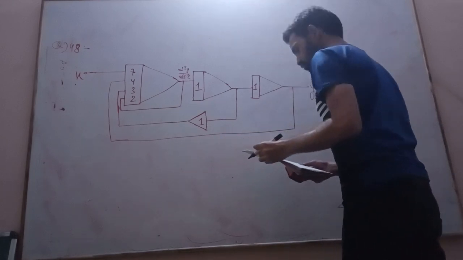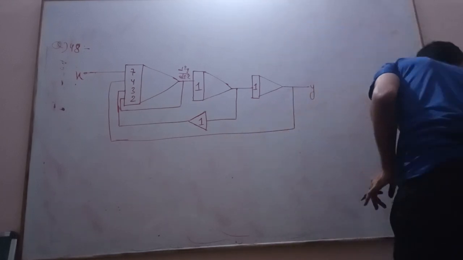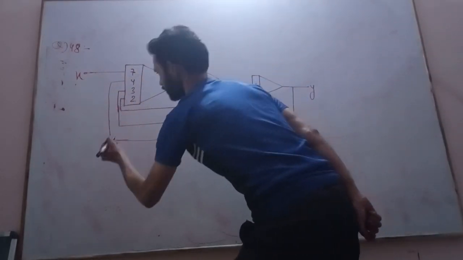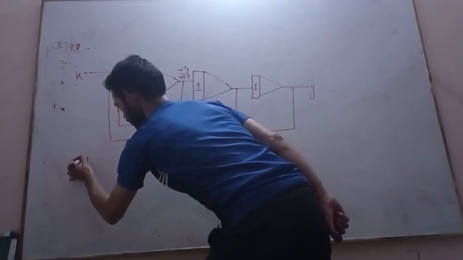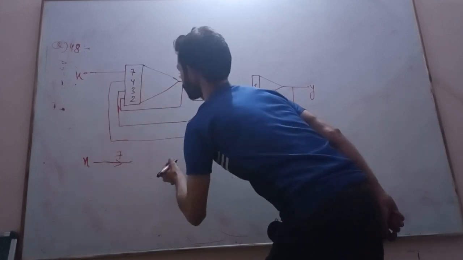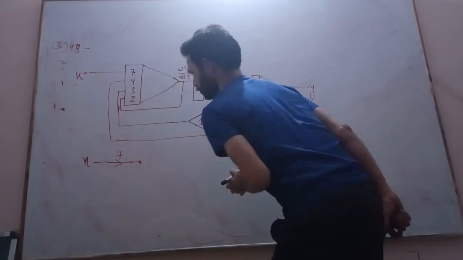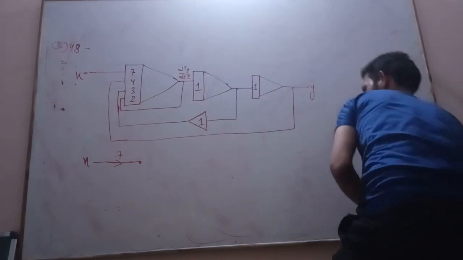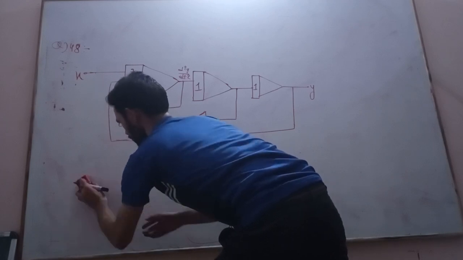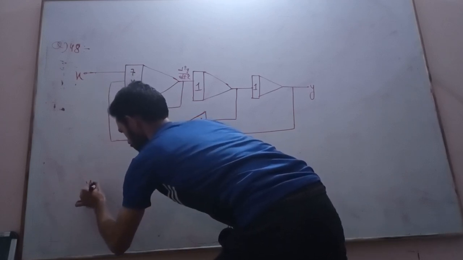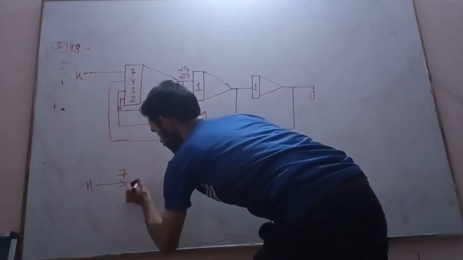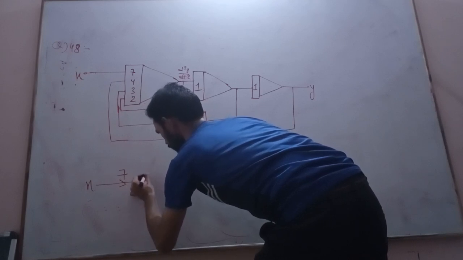This is the analog computer. Now for this we have to draw the signal flow graph. Let us see how we can draw the signal flow graph. This is my X, the X input, with a gain of 7. Let us draw this somewhere down. So this is my input, and input with gain of 7. This is my point A here.